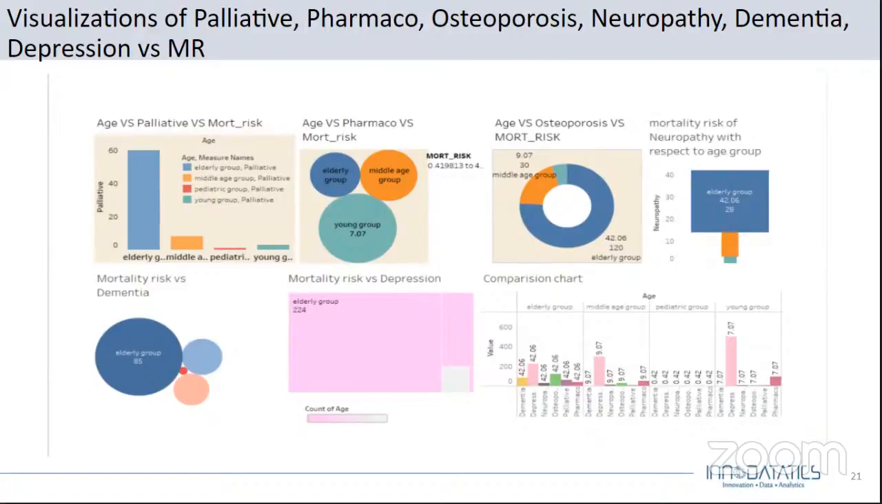And here we have the comparison chart. From this chart, we can clearly see that depression has a high correlation with the mortality risk of elderly, middle, and young age groups respectively. Next slide, please.